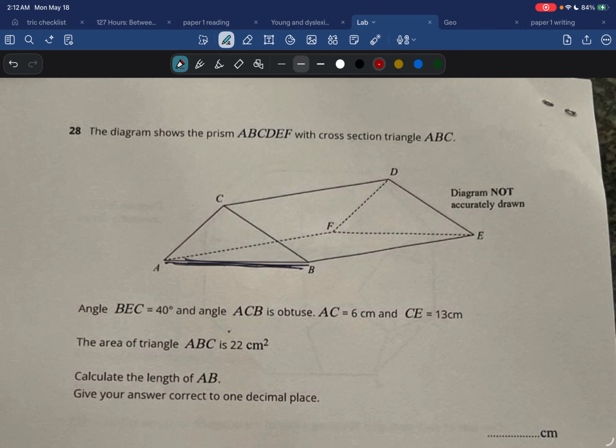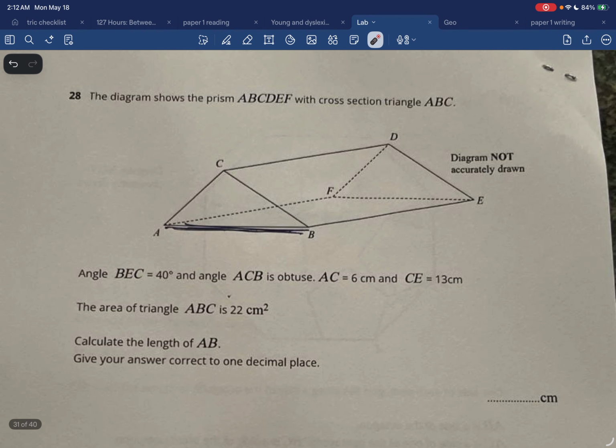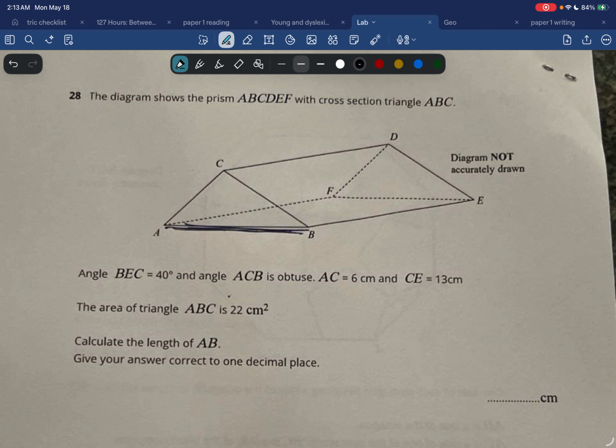Let's look at what we got here. The diagram shows a prism ABCDF. The cross-section triangle is ABC. We have a cross-sectional triangle there. We have an angle which is BEC, so we have a straight line there that's not drawn, so we need to draw it. So we have, let's call it CE.